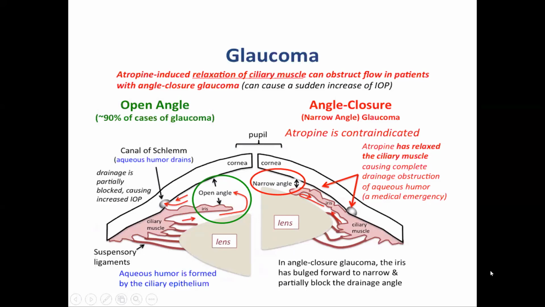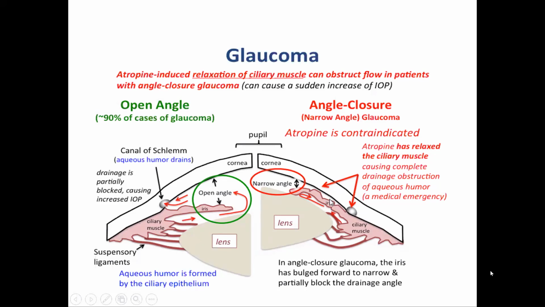And you can see the difference in this picture. In the open angle glaucoma, the angle between the iris and cornea is wide, or it is open. So open angle glaucoma is also known as wide angle glaucoma. Whereas in narrow angle glaucoma, the same angle between the iris and cornea has decreased very much.